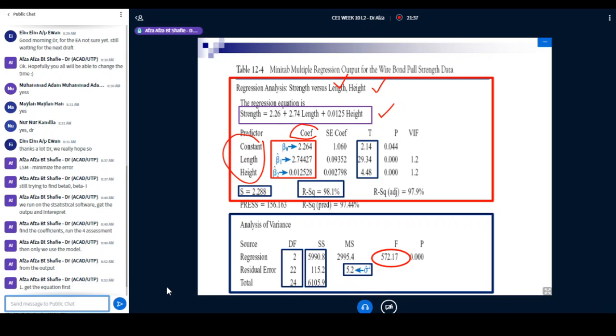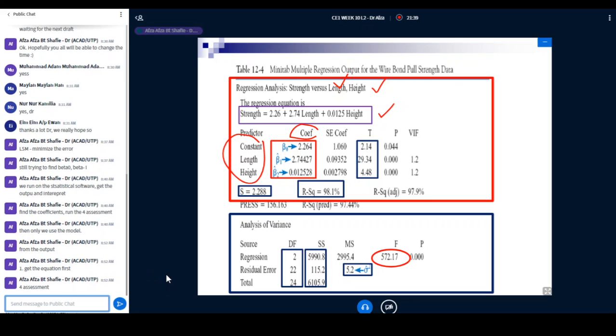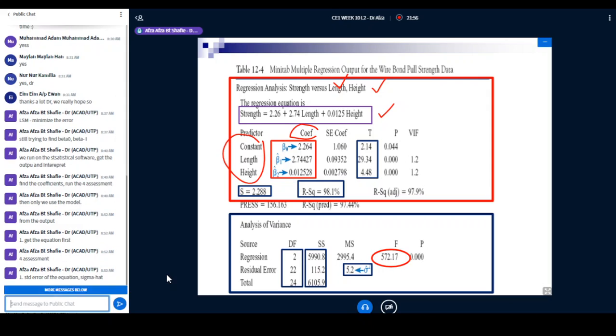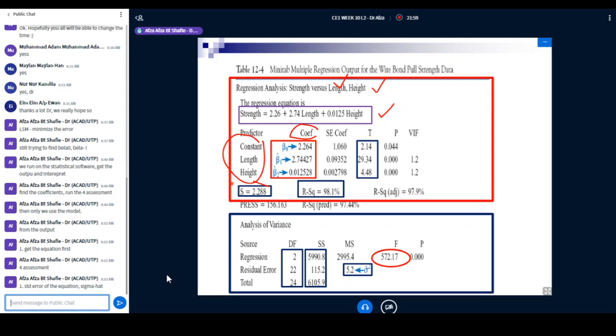The first one is the standard error of the equation. What is a standard error? That's sigma hat. It is the value here. This gives you a standard error of 2.288. That means the data will deviate by about 2.288. You need to decide whether this is small or big.